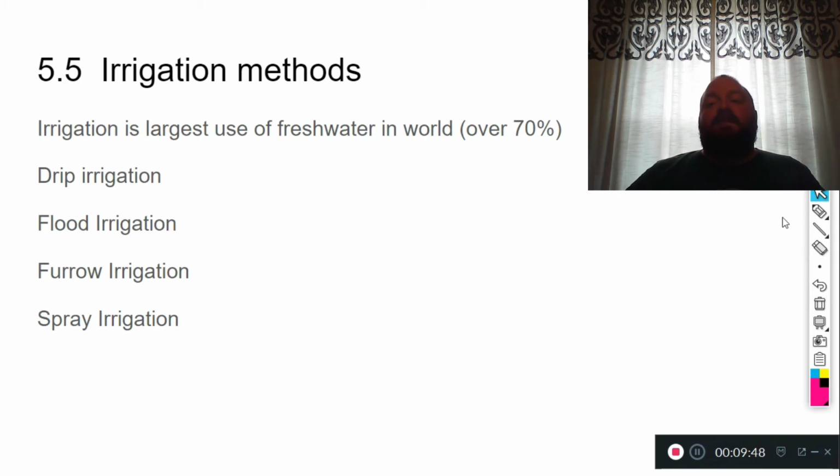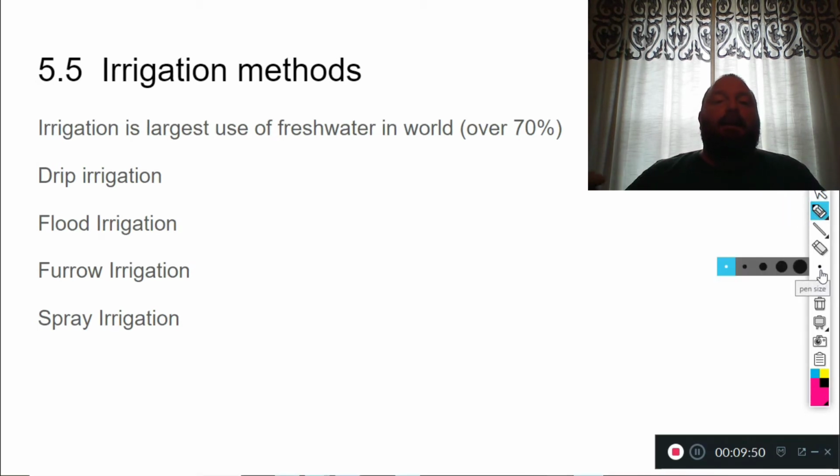And when we talk about the efficiency of irrigation, again, we're talking about the amount of water lost through evaporation or through absorption that doesn't reach the roots of the plants, or even runoff of the field. So we have four different methods: drip, flood, furrow, and spray. And again, as we're going through these, think about the benefits and the drawbacks of each.